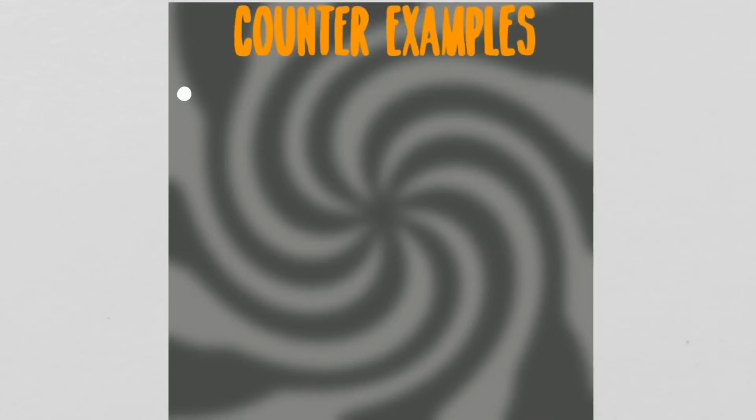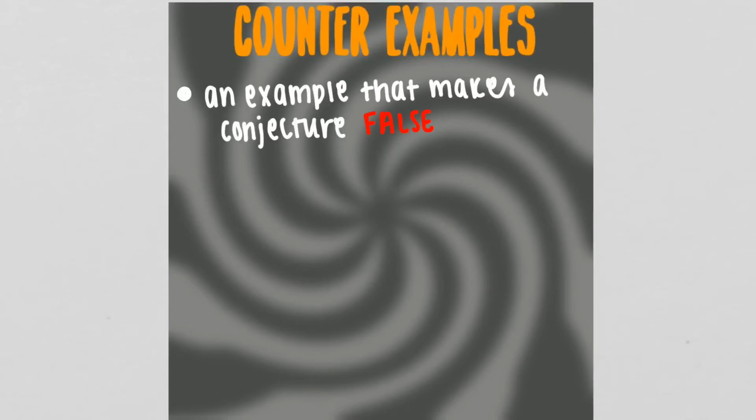Now you're probably thinking about those statements and you're like, oh, I don't really know. But we're going to get into the next part, which is counterexamples, and it's going to make a little bit more sense. So a counterexample is a specific example that makes a conjecture false. So those statements I made earlier, if you thought about something that makes that false, that would be a counterexample.